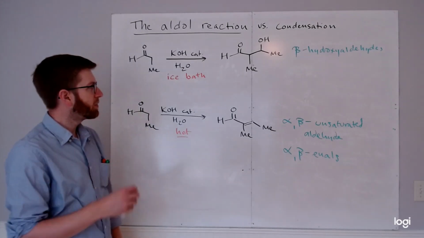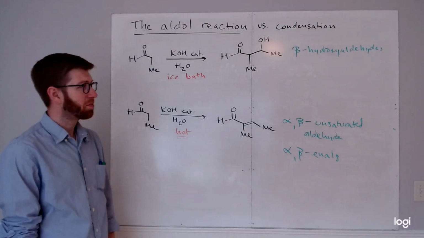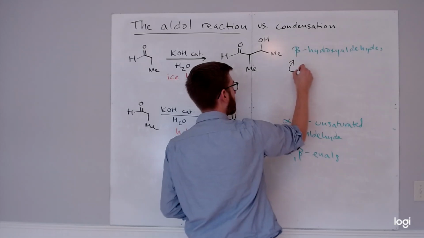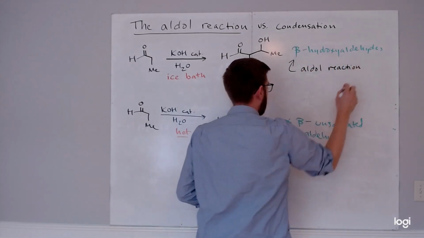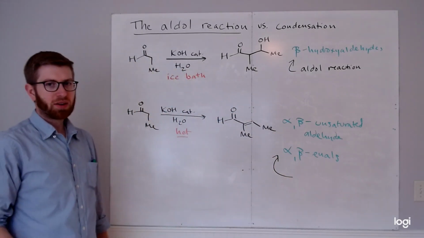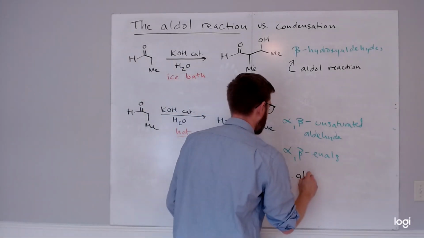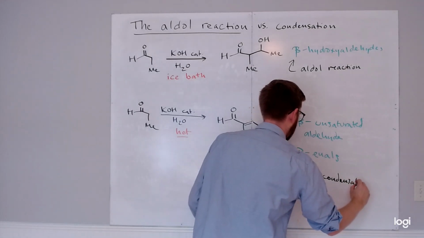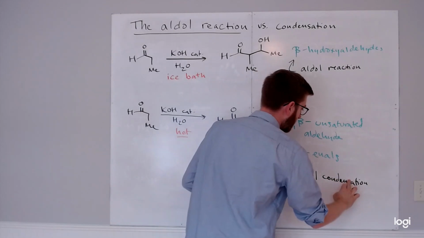So to help distinguish these two processes, which look very similar but give pretty structurally different kinds of products, we're going to call this process where we make beta hydroxyaldehydes the Aldol reaction. And these kinds of products where we have a double bond, or CC double bond, rather than an alcohol in the product, we're going to call these Aldol condensations. That's a very poor looking S.